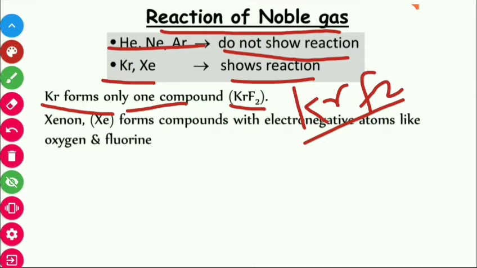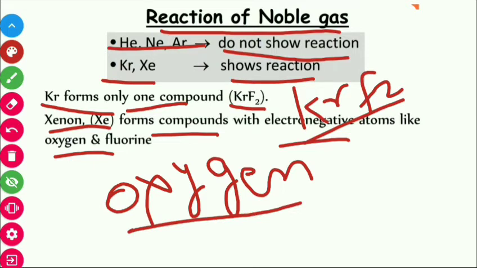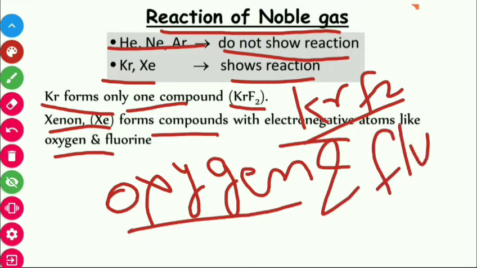Now let's talk about xenon. Xenon forms compounds with electronegative atoms like oxygen and fluorine. Xenon forms compounds only with oxygen and fluorine.